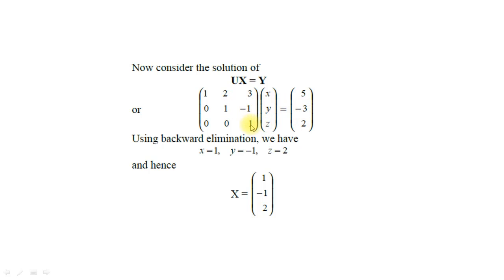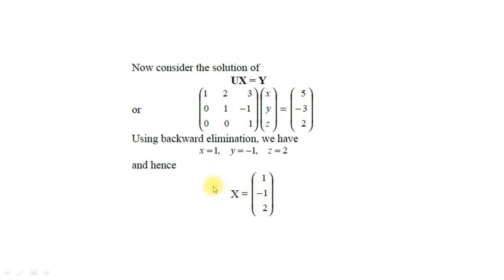Now using backward substitution, here actually the z value is 2. Now y minus z is equal to -3. Putting the value of z, we can find the value of y, which is -1. And in the first equation, x plus 2y plus 3z is equal to 5. So putting the values of y and z by using backward substitution, we obtained the value of x as 1. So the unknown matrix is 1, -1, and 2. This is the value of x, this is the value of y, and this is the value of z.